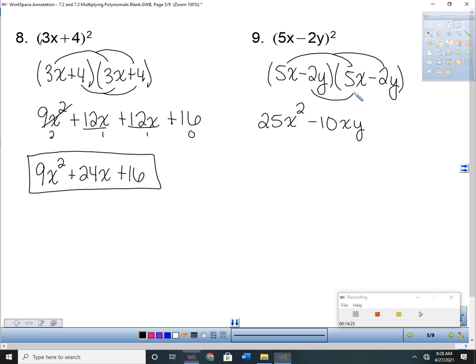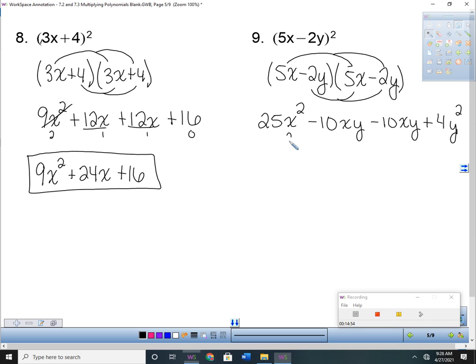Then I'm going to do the negative 2y times 5x. By the way, I always write them in alphabetical order. So when I multiply this together, the negative 2 times the 5 is negative 10. And then I have a y times an x. I'm still going to write it as xy, because I'm going to keep it in alphabetical order. And then I have negative 2y times negative 2y. That would be a positive 4y to the second.